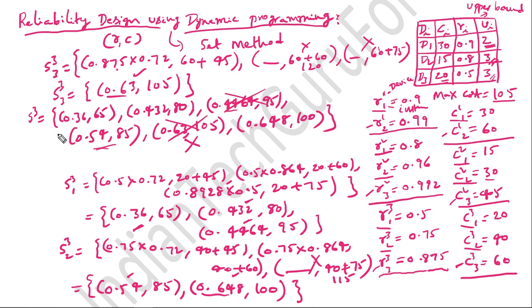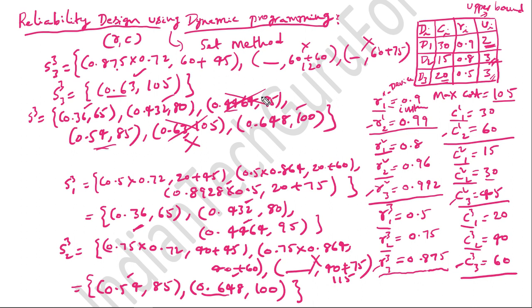So now how many entries are left? Only three entries. So this is the first entry, second entry, third entry. Like this, we need to calculate S41, S42, and S43 values. Now we have successfully calculated the sets S41, S42, S43.